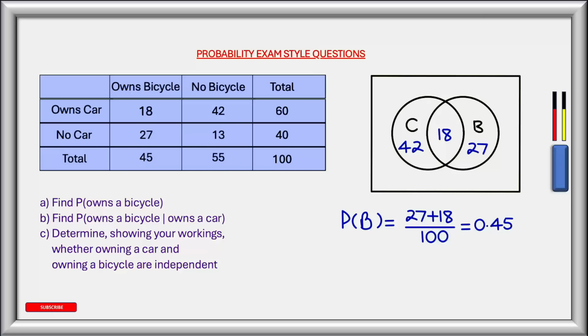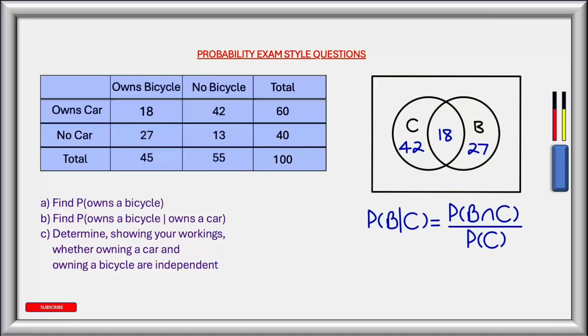So part A asks us to find the probability of owning a bicycle. So for this, we can sum the numbers that represent bike owners. So in this case, 27 and 18. So we add these together, and we divide by the total in the sample space, which is 100. And this gives us a probability of 0.45.